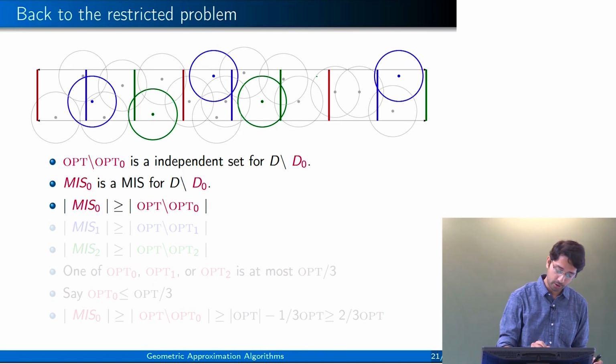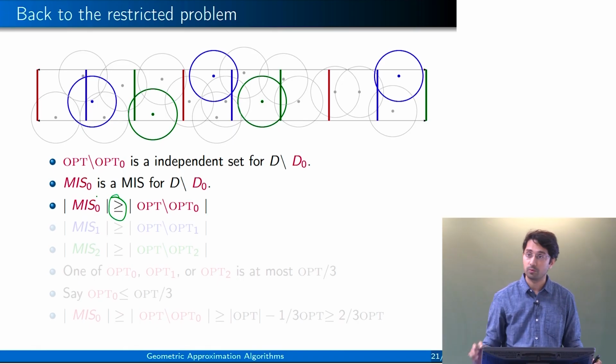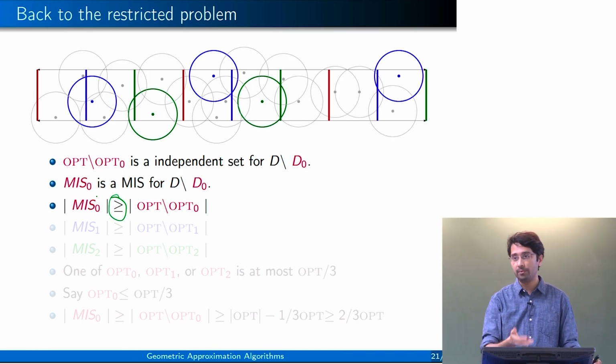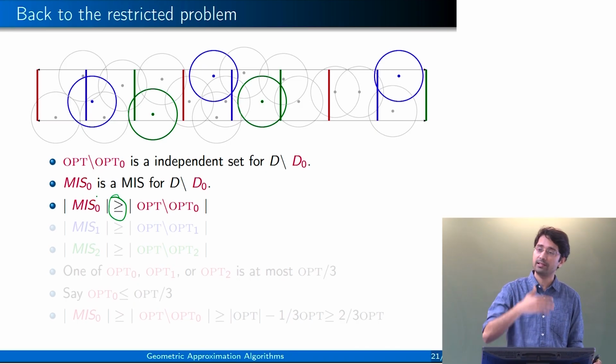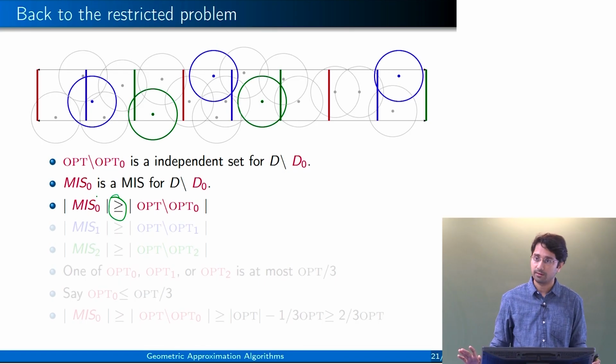This is greater than, not greater than or equal to. Opt minus opt 0 is one independent set, maybe it is a maximum, may not be, but MIS 0 is certainly greater than opt minus opt 0, because this is a maximum independent set.